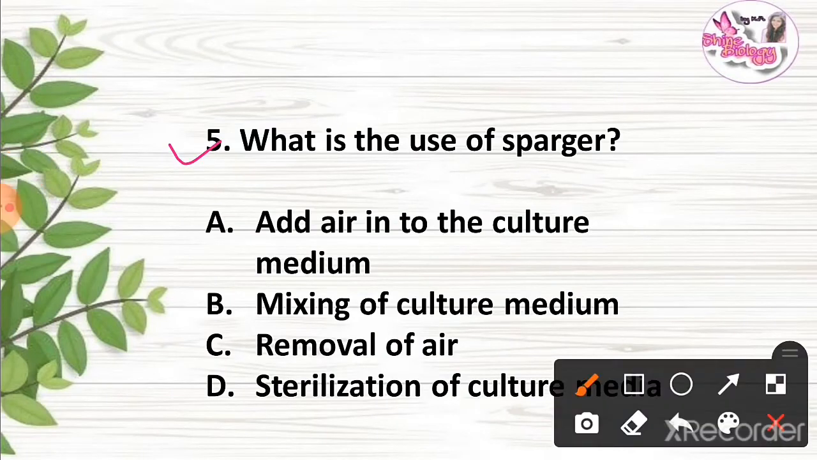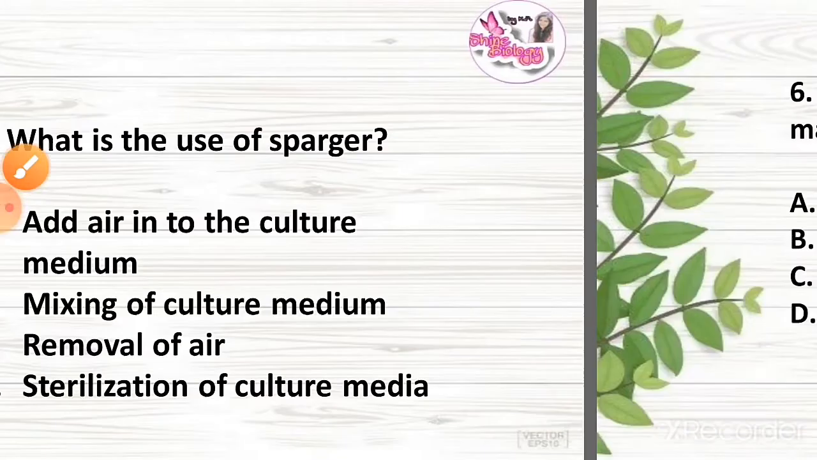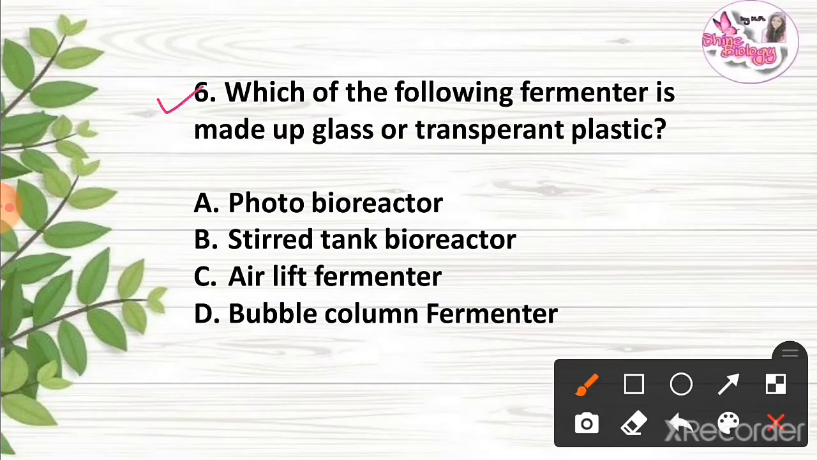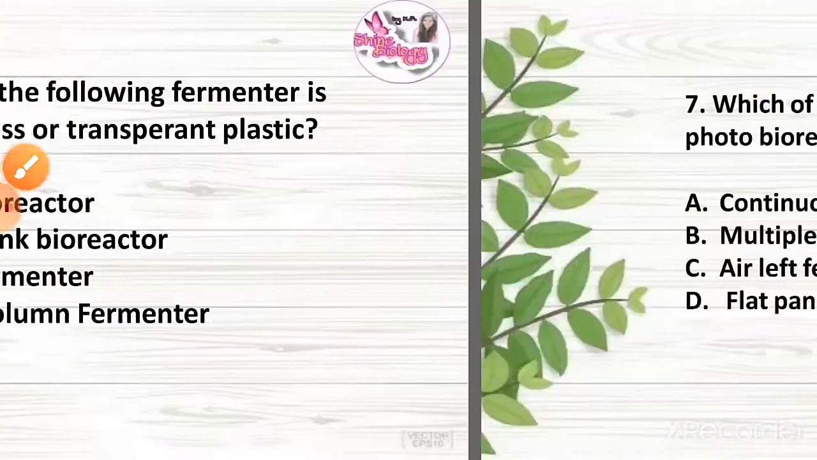Question 5. What is the use of sparger? The correct answer is option A. Add air into the culture medium. Question 6. Which of the following fermenter is made up of glass and transparent plastic? The correct answer is option A. Photobioreactor is made up of glass or transparent plastic.